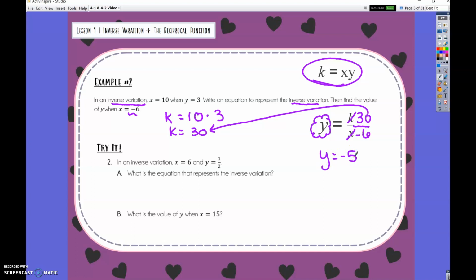You can try these triads in that same way. Don't let the fraction make you worried. If you had your 6 for your x times your y of 1/2, it's just going to give you 3. That's your constant. So now that you know your constant, you can solve this problem below.